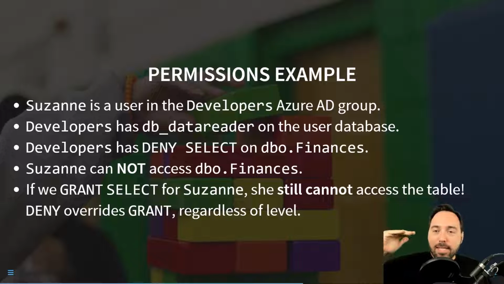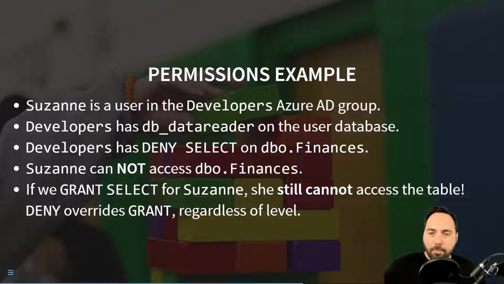With dedicated SQL pools, deny overwhelms everything. If you have a deny anywhere in the chain, forget about it, you're done. So regardless of the level at which you're at, Suzanne will not be able to read that table.